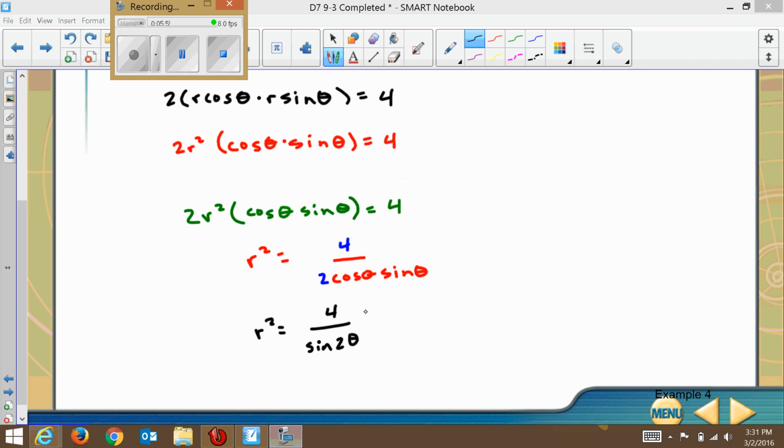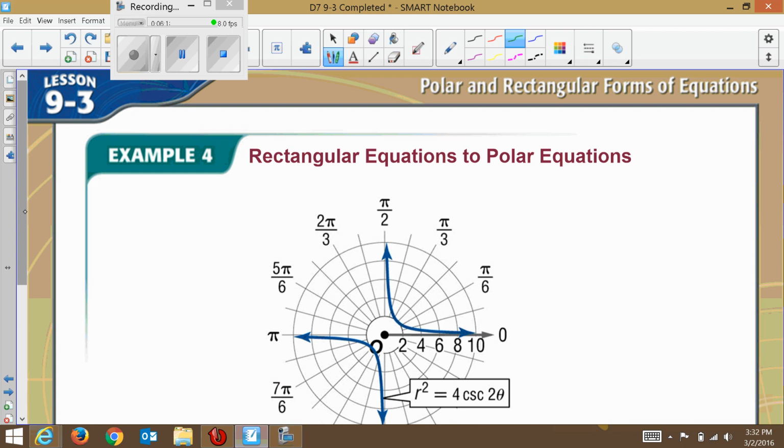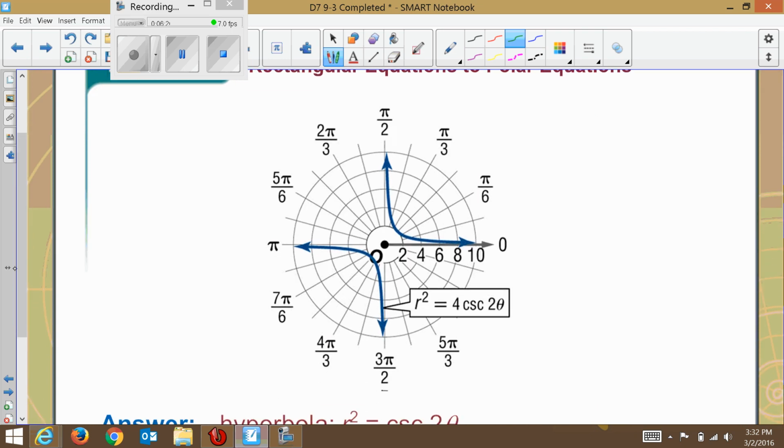Now what I've done here is a double angle identity. We didn't talk too much about this, so I wouldn't expect you just to get that trick. But what you could do is from here, if you have sine on the bottom, you know that's the same thing as cosecant on the top. So we say that r squared equals 4 sine 2 theta, just like that. This is a graph of a hyperbola. Here's the graph here. It's a hyperbola.